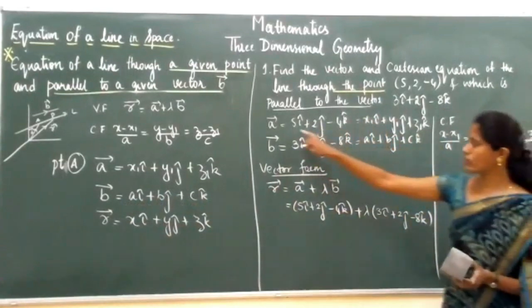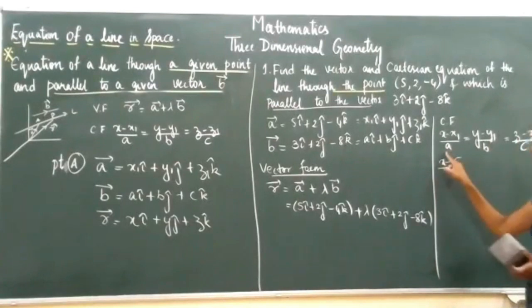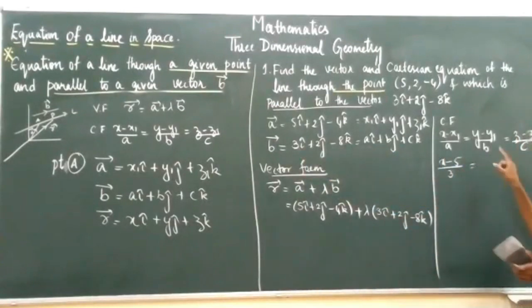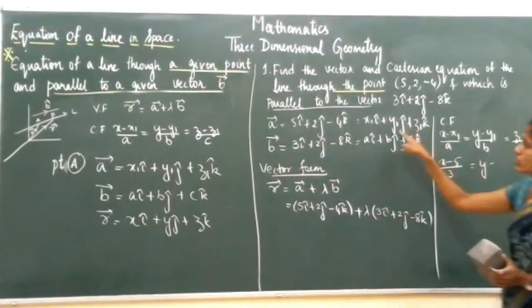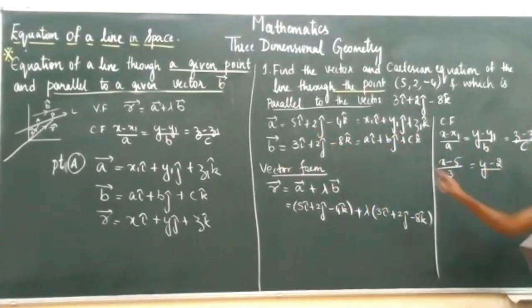So what is x1 given by? x1 is given by 5. So x minus x1, it is 5 divided by a. What is the value of a? It is 3. This is equal to y minus y1. What is the value of y1? It is 2 divided by b. What is b given by? It is 2 again. Z minus Z1.